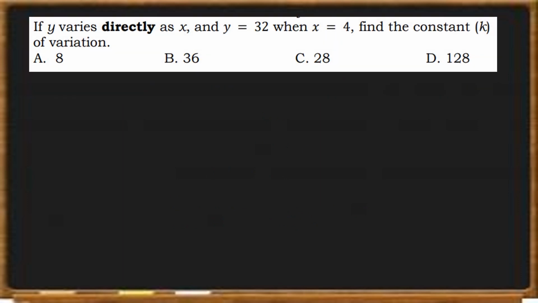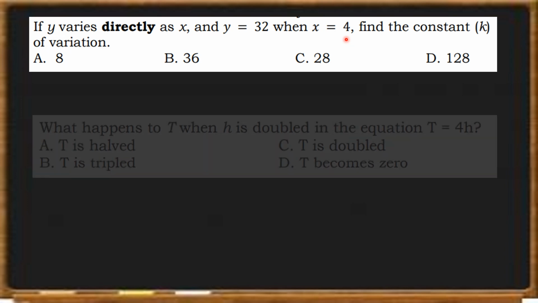Okay, so let's answer some of the questions. If y varies directly as x, so ito ay direct variation, so y is equal to kx ito. And y is equal to 32 when x is 4. Find the constant of variation. So, paano ba kunin yung constant of variation pag direct? I-divide lang natin yung y kay x. So, 32 divided by 4, it's 8. Okay, so the answer is 8.